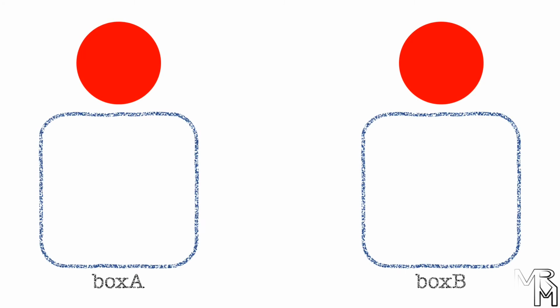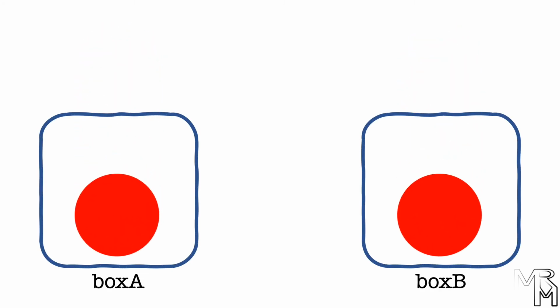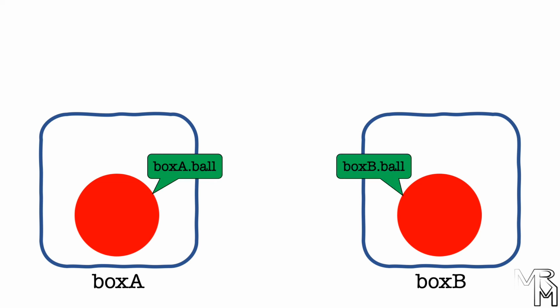Say we have two red balls and we place them inside separate boxes, box A and box B. To access the ball inside the box A, we can use the dot operator and the code will look like boxA.ball. And to access the ball inside box B, we can do boxB.ball. Now, why would we want to access the balls?